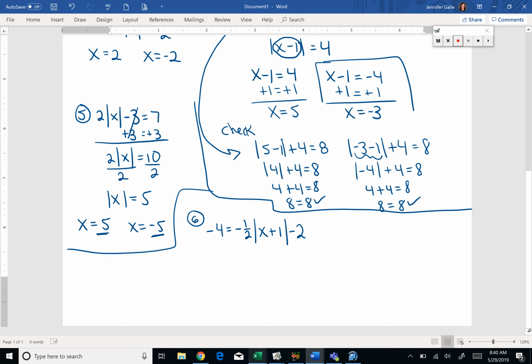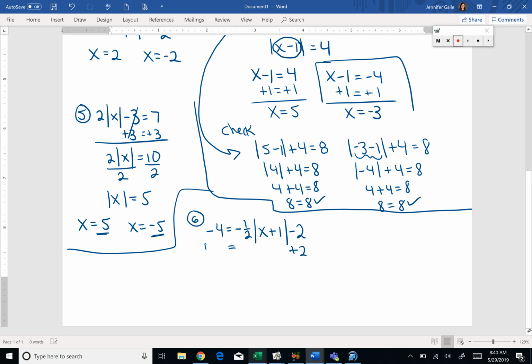I see some of us are debating which thing to start with. Do I start with the negative 1/2 or do I start with the negative 2? The negative 1/2 is next to those absolute value bars. The negative 1/2 is being multiplied right now. The 2 is being subtracted. We want to do any adding or subtracting first.